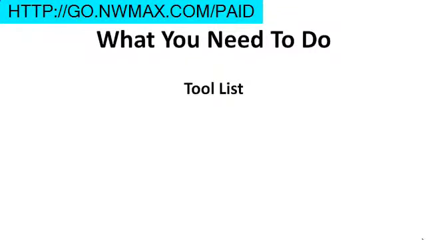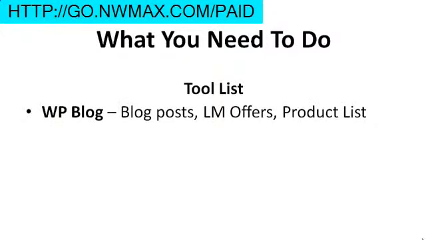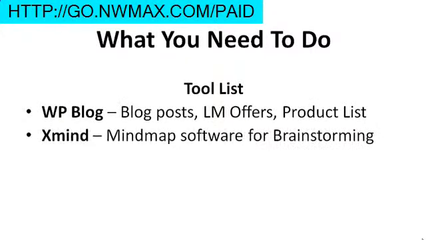So I'll talk about the tool list that I have in order to make this all work. So the first thing is my WordPress blog. I just use it for blog posts. I have my lead magnet offers on there, and also a product list so that they're able to see other things that I've got and potentially buy those right from the blog if they want. The next is called Xmind.